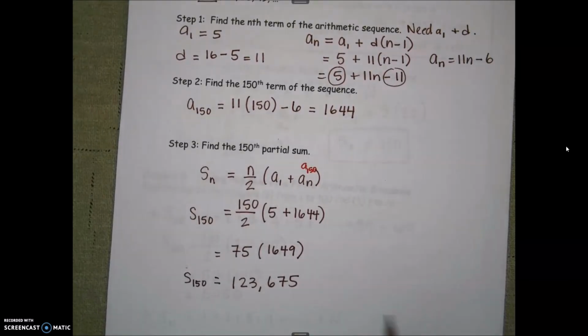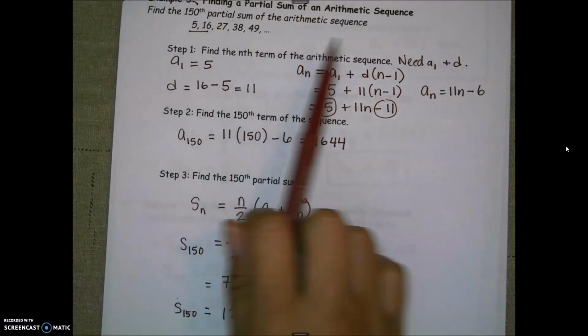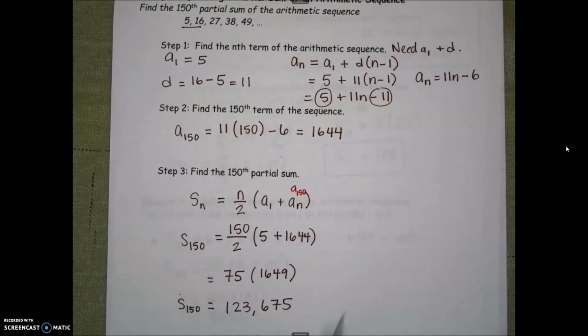So if I was to write it all out, if I was to continue on with the sequence that was given above, and I got to the 150th term and added all of those terms up, my answer would have been 123,675. This is a shortcut way instead of writing it all out. That concludes this lesson.